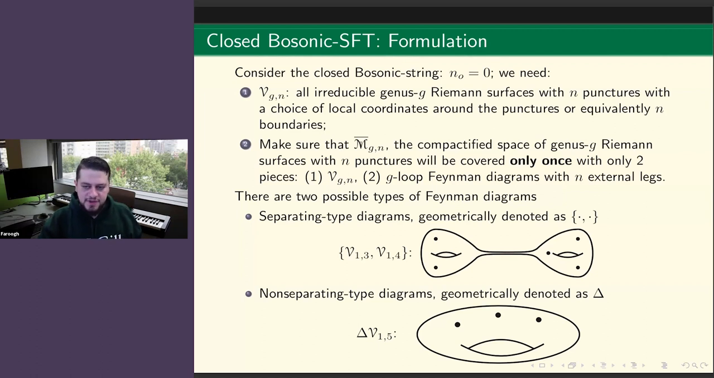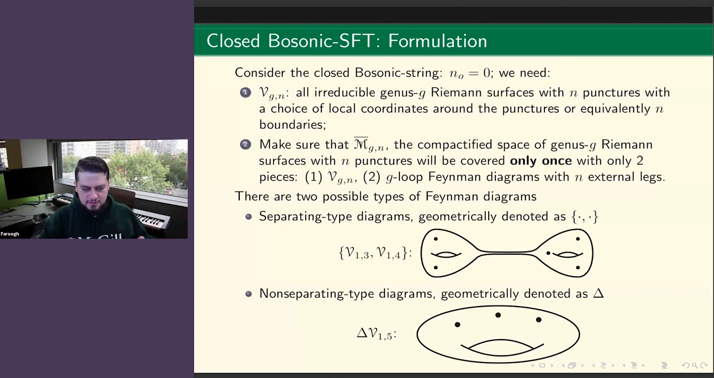How do you construct the Feynman diagrams of the theory? It is basically by gluing string vertices. There are two types of Feynman diagrams. One of them is separating type diagrams, in which you take two vertices and glue them, which geometrically means that you consider all the surfaces in one of the vertices, all the surfaces in the other, and glue all of them.